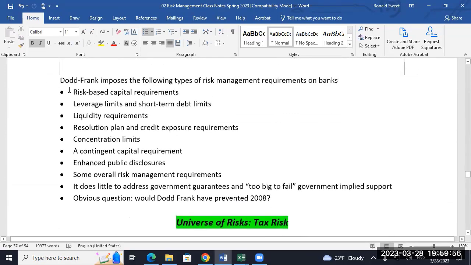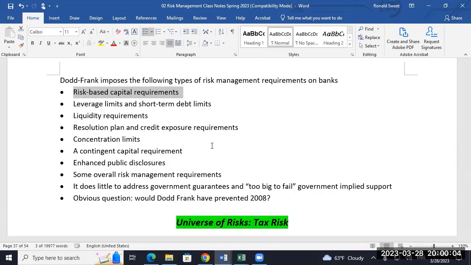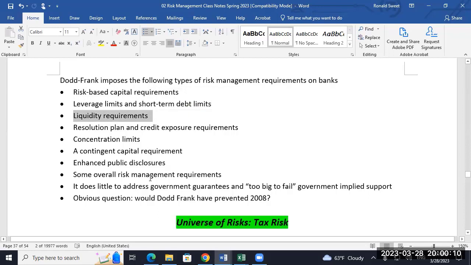So what is Dodd-Frank trying to do? Risk-based capital requirements, try to get banks better capitalized. That seems to have happened. Leverage limits, short-term debt limits, liquidity requirements. They seem like they failed on that kind of royally. If you look at what happened with Silicon Valley Bank.